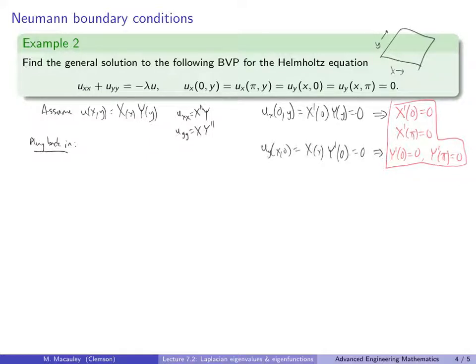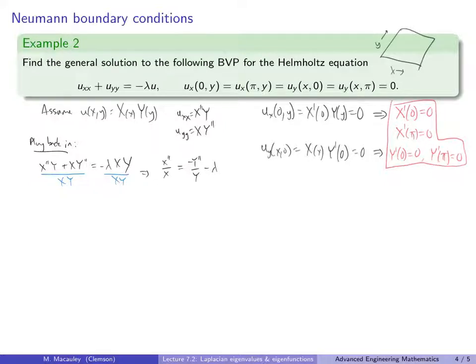I'm just going to do them quicker. So we plug back in, and we get x double prime y plus xy double prime equals negative lambda xy. So we divide by xy on both sides, and then what we get is x double prime over x, and I'm going to move the y over to the other side, equals negative y double prime over y minus lambda.